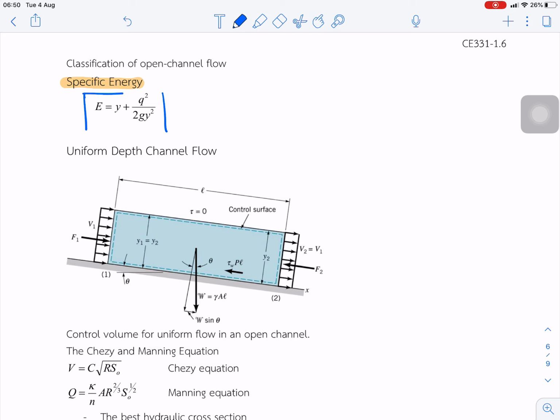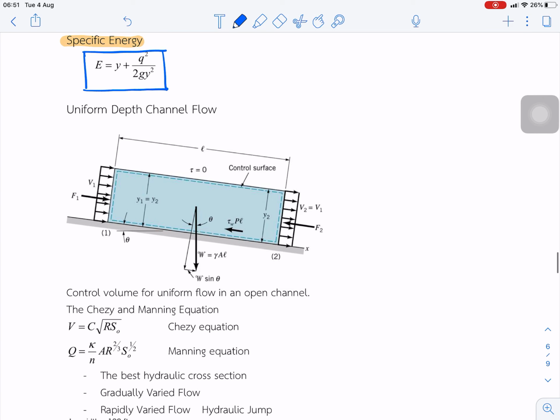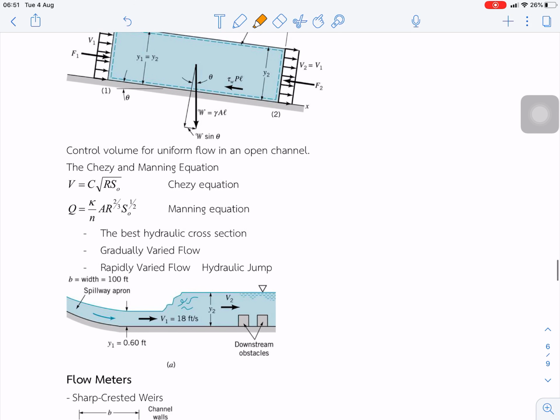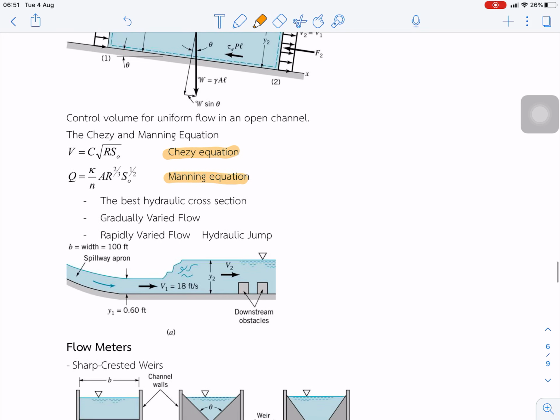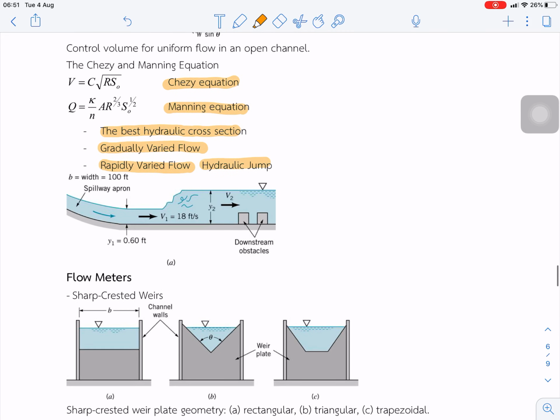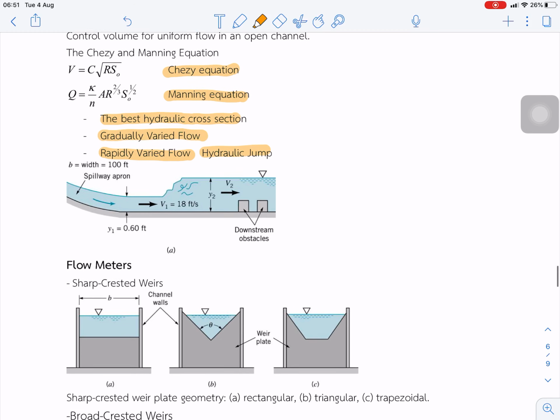We're going to go further from this basic equation, and the topic is the uniform depth of the channel. Based on this control volume of the uniform flow of an open channel flow, we can use two equations, the Chezy equation and the Manning equation. And then for the next talk, we're going to discuss the best hydraulic section, and explain more the gradually varying flow, rapidly varying flow, and the hydraulic jump. We learn a little bit about hydraulic jump from hydraulics, and we go further to extend the knowledge of hydraulic jump for the design of the spillway.